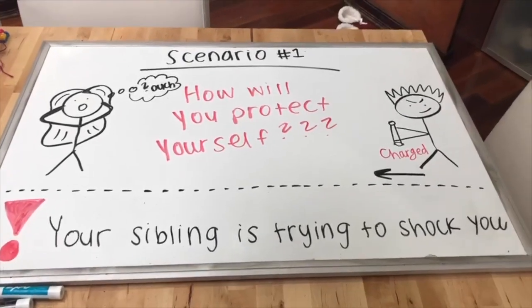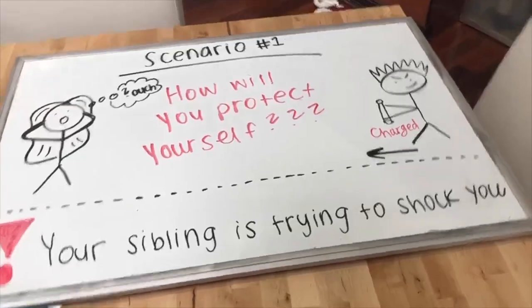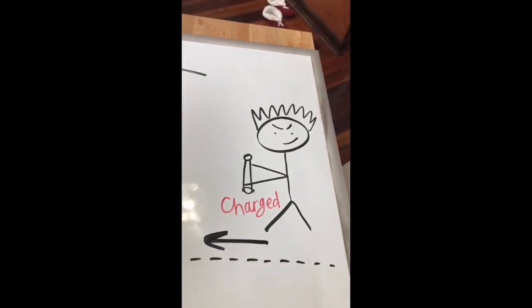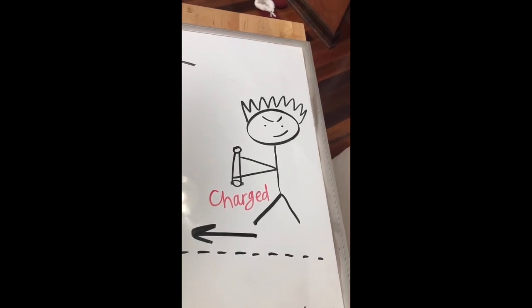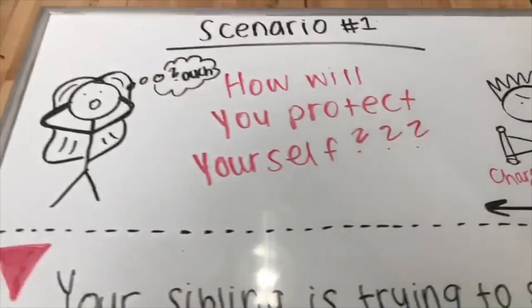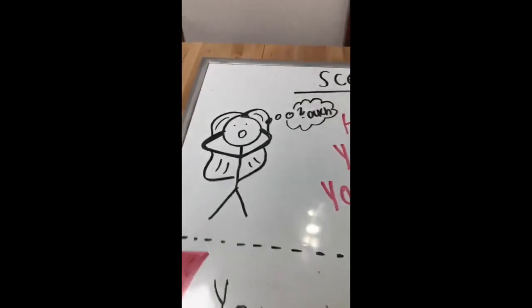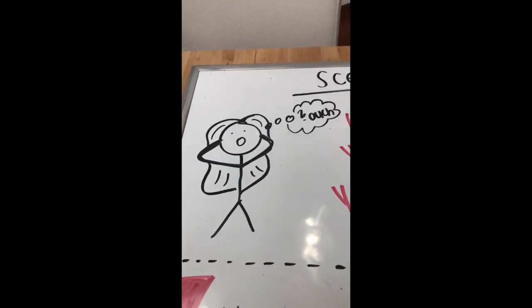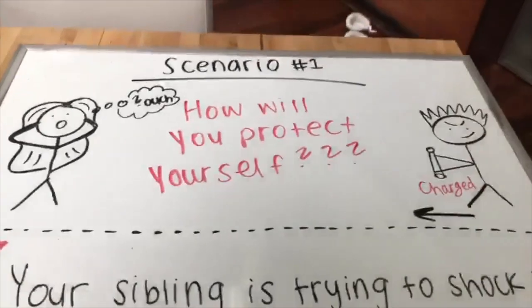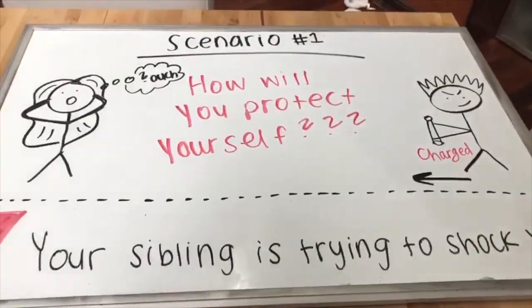Okay, so here's the first scenario to think about in considering our insulators and conductors. In this scenario, your sibling is trying to shock you. So your sibling here is a charged object, and we're not going to focus so much on what is going on with him. But over here, you're shocked, right? Not literally yet, but you don't know what to do. You're considering that it's going to hurt, and so you start to consider how you're going to protect yourself.